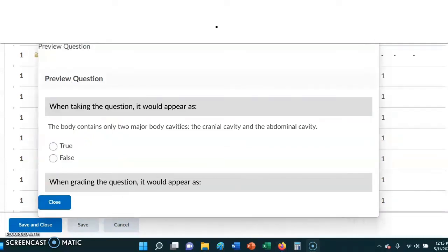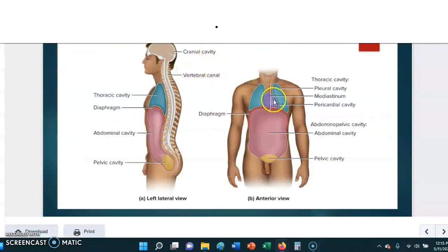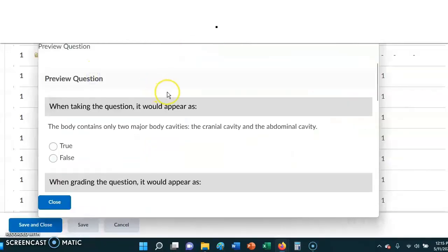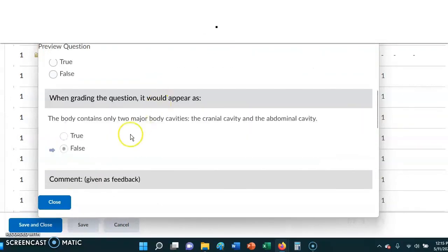Next question. The body contains only two major body cavities, the cranial cavity and the abdominal cavity. Okay, I'll wait 5 seconds. So hopefully you got your answer. We don't have two major cavities, right? We have more than that. Then we can see here, there's 1, 2, 3, there's another one right here. There's one right here. So obviously it's more than two. So going back to the question, the answer should be false. If we scroll down, that's what we have right there.